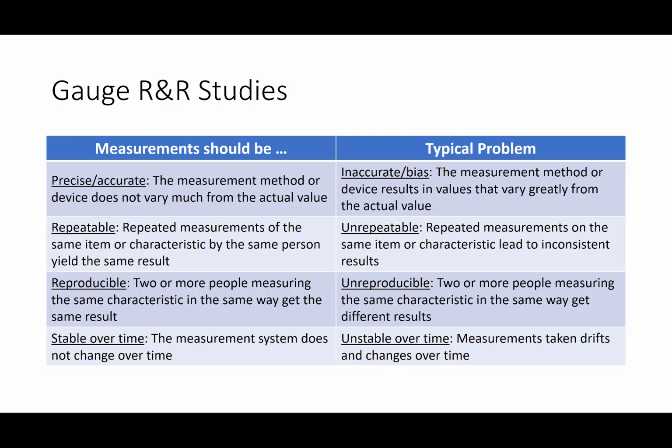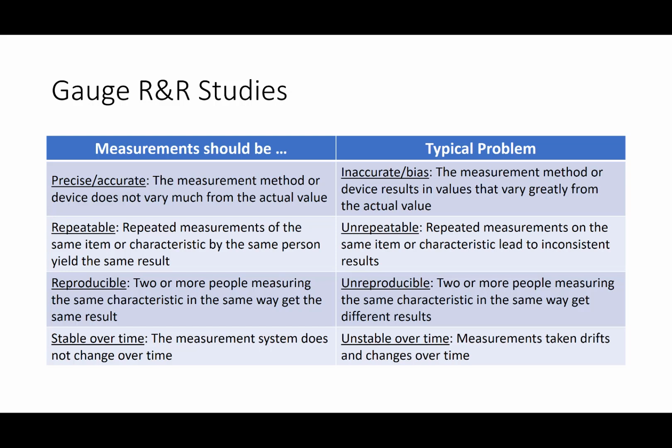When doing a gauge R&R study as a fundamental component of measurement systems analysis, you have to look at what your measurement should or should not be. So first of all, measurements should be precise and accurate, in which case the measurement method or the device does not vary much from the actual value. The typical problem here is inaccuracy or bias, in which case the measurement method or device results in values that vary greatly from the actual value.